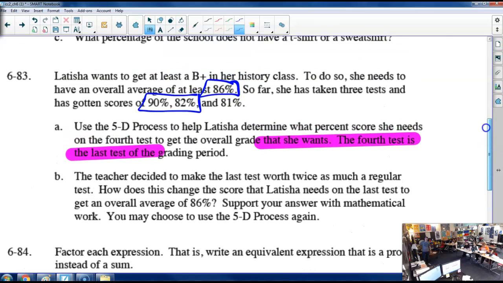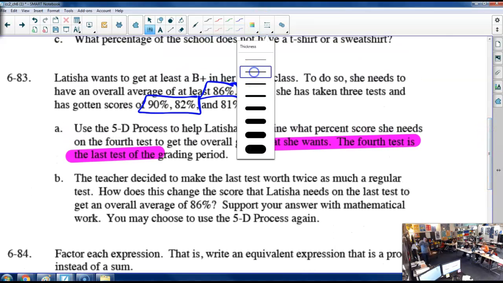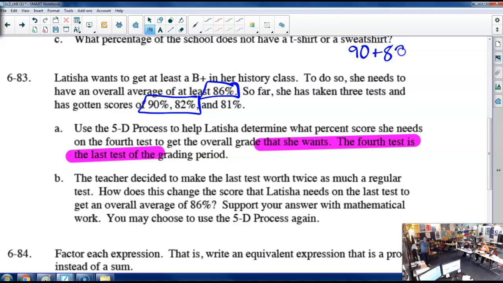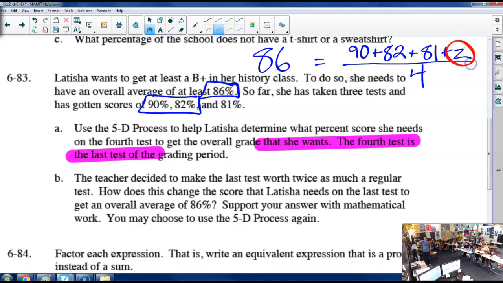The thing that will always work out is doing the technical math: 90 plus 82 plus 81 plus, we'll call Z her 4th test grade, divided by 4. We want that to equal 86. If you have not done 83 yet, you should be writing this down. This is where algebra is ridiculously beneficial. If we 5D process this, I'm going to guess a number, try it, see if it works, change my number, guess it, try it, see if it works. If we algebra this, the Z is the thing we want alone. Get rid of everything with it.